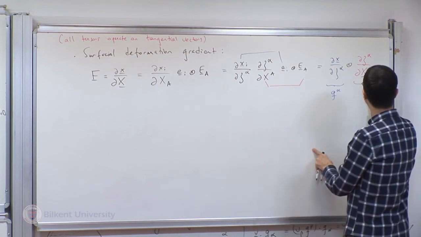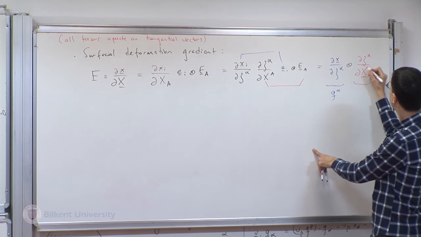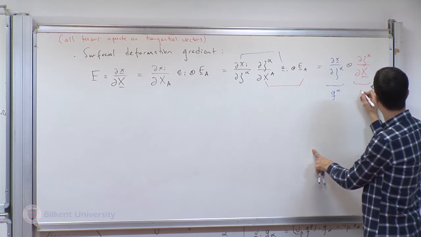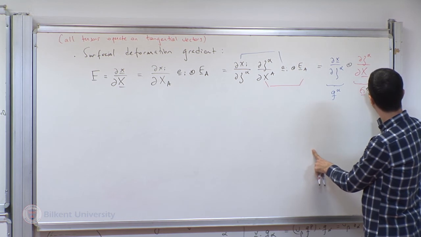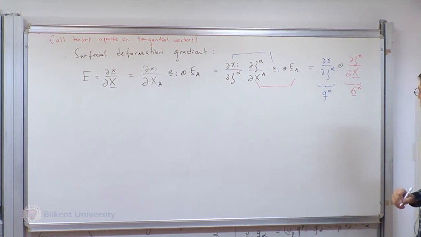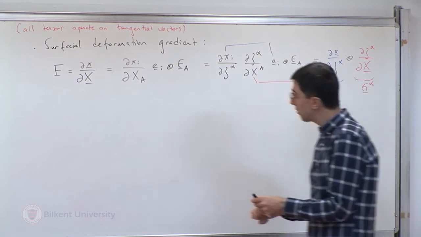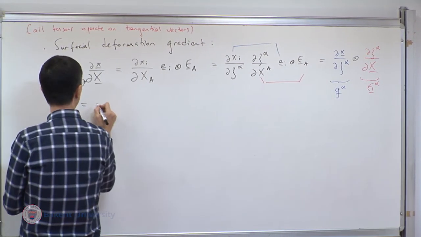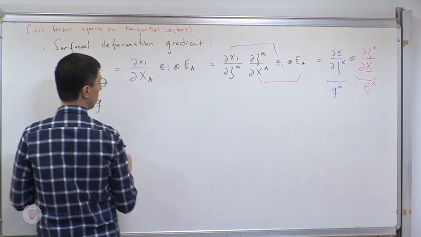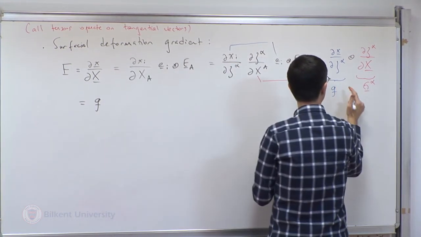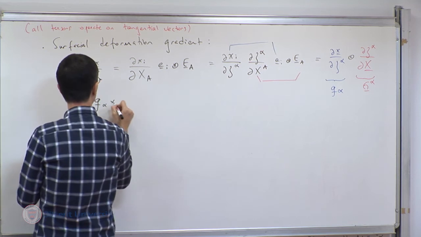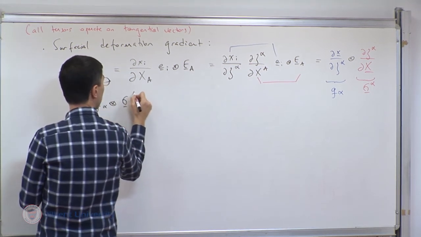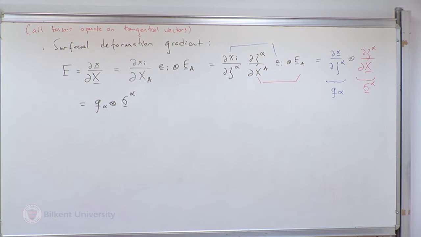And the second one is nothing but, now, we have not done this, but it follows in the same fashion. It is the contravariant basis vector, but under the reference configuration. So it's g superscript alpha. And therefore, what we found out is that the surfacial deformation gradient is, I'm sorry, this is subscript, the surfacial deformation gradient is g alpha bond capital G superscript alpha. Okay, that's a very simple expression.